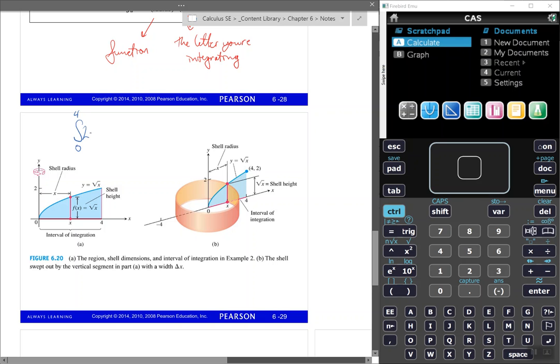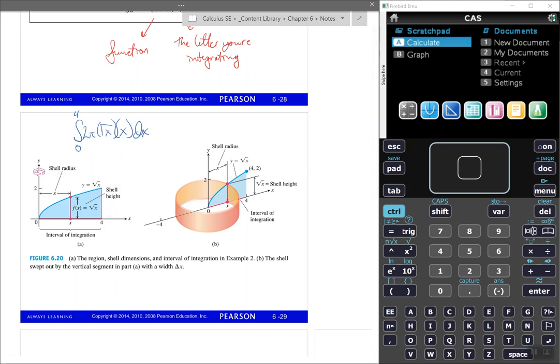2 pi, it's always 2 pi. The radius is always the function. So our function is the square root of x. And the height is always the letter we're integrating, so just x dx. That should give us the volume of this solid of revolution.